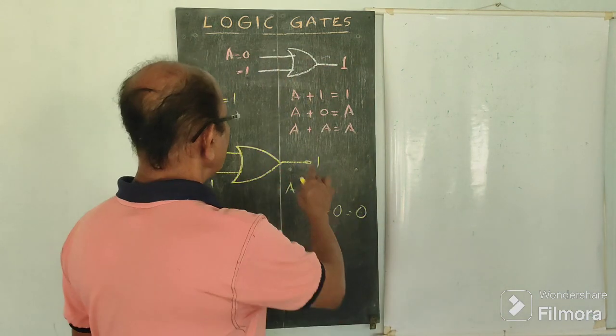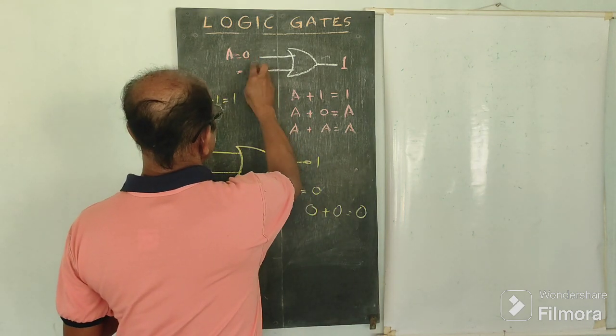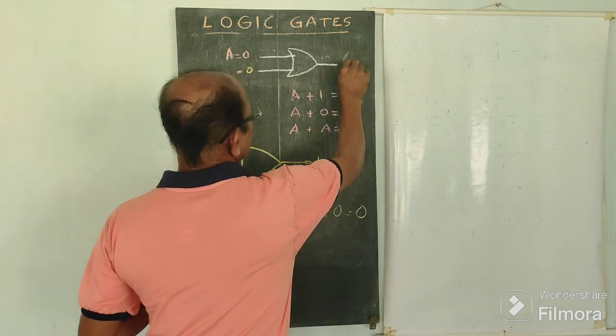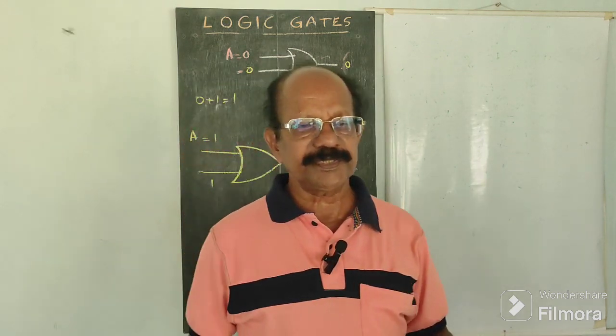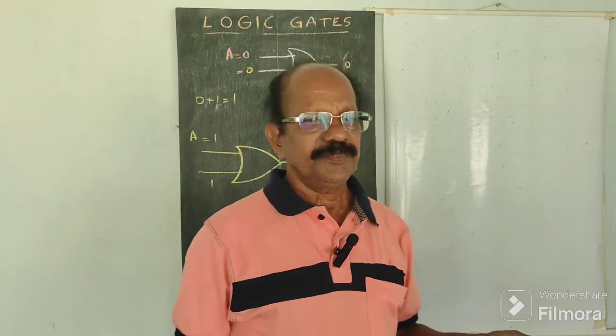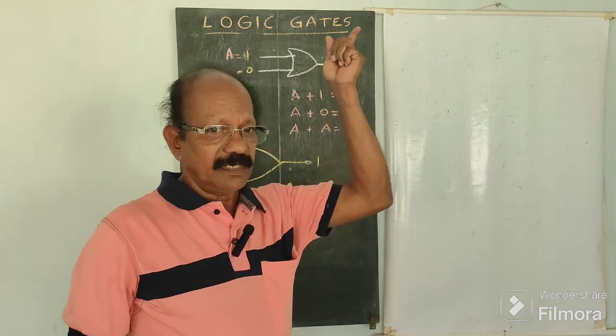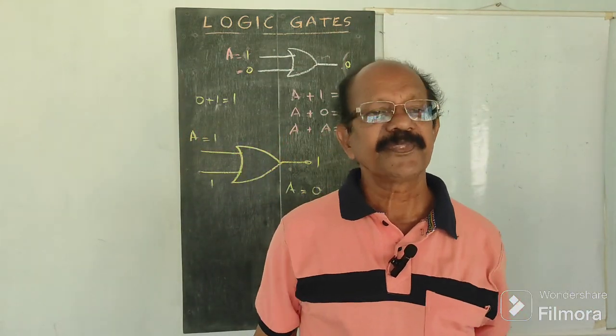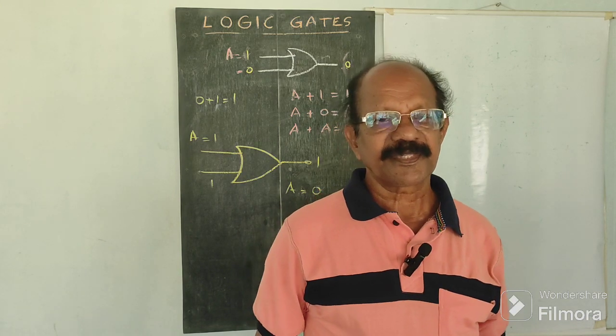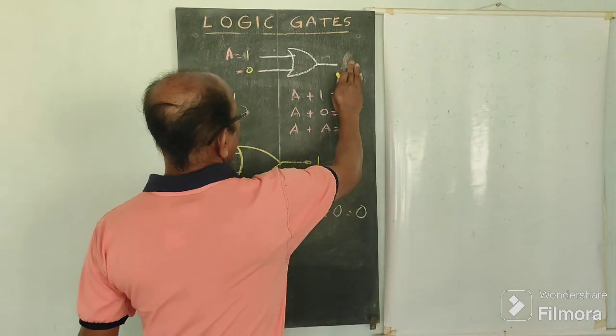Here both are 0, so the output is 0. Both are 0, so it is equal to 0. Then here A is equal to 1. What will be the output? Think. Okay, it is always 1.